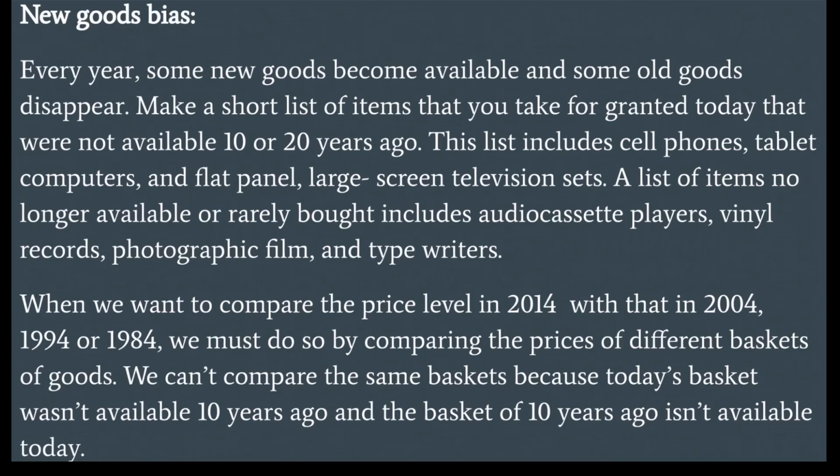New goods bias. Every year, some new goods become available and some old goods disappear. Make a short list of items that you take for granted today that were not available 10 or 20 years ago. This list includes cell phones, tablet computers, and flat panel, large screen television sets. A list of items no longer available or rarely bought includes audio cassette players, vinyl records, photographic film, and typewriters. When we want to compare the price level in 2014 with that in 2004, 1994 or 1984, we must do so by comparing the price of different baskets of goods. We can't compare the same baskets because today's basket wasn't available 10 years ago and the basket of 10 years ago isn't available today.